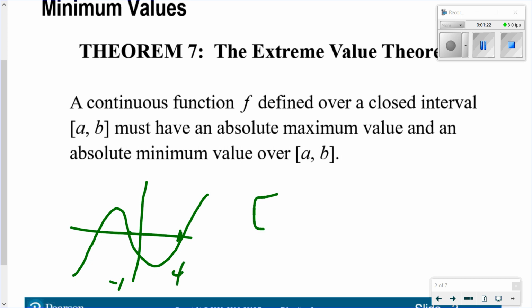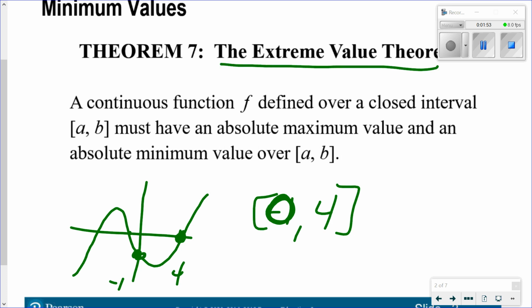Okay, so I want to know between -1 and 4, what is the absolute max? And actually, let's only go over, I'm going to change this to 0. Between 0 and 4, so between here and here, okay? Between 0 and 4, what's my absolute max and my absolute min? Okay, the extreme value theorem says we have to have both an absolute max and an absolute min in that closed interval.